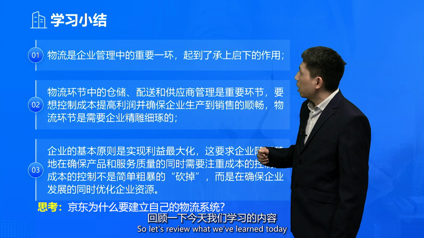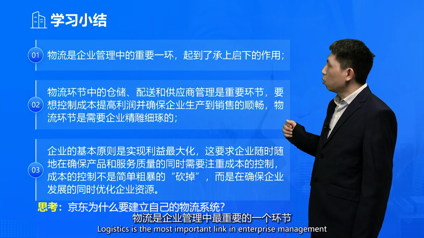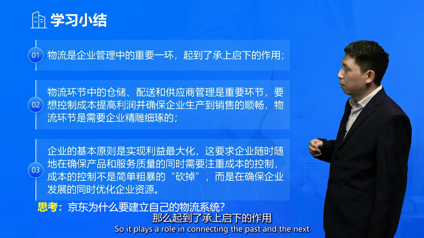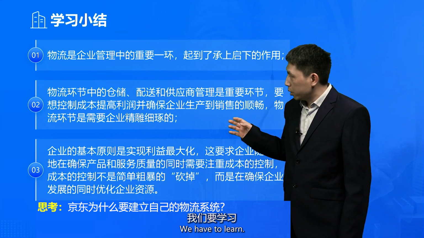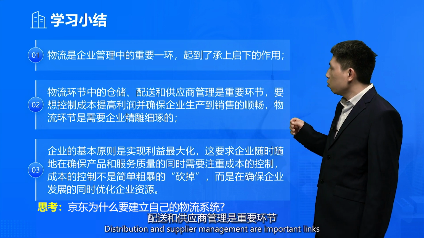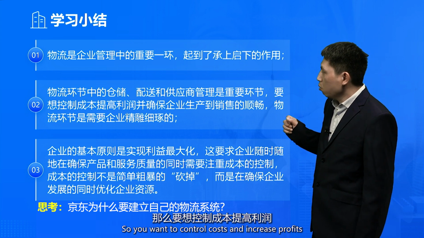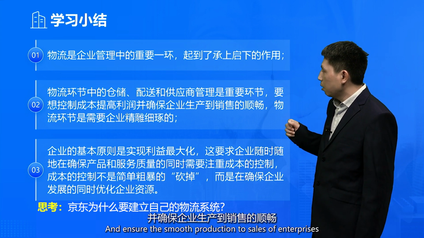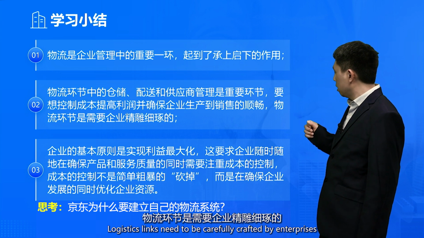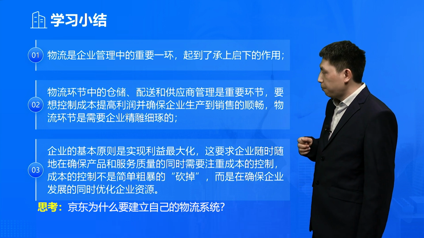So let's review what we've learned today. Logistics is the most important link in enterprise management, so it plays a role in connecting the past and the next. Second, we have to learn that warehousing, distribution and supplier management are important links in the logistics chain. So to control costs and increase profits, and ensure the smooth production to sales of enterprises, logistics links need to be carefully crafted by enterprises.